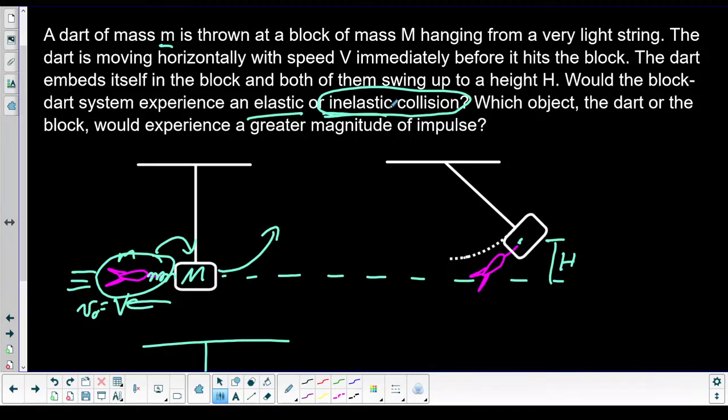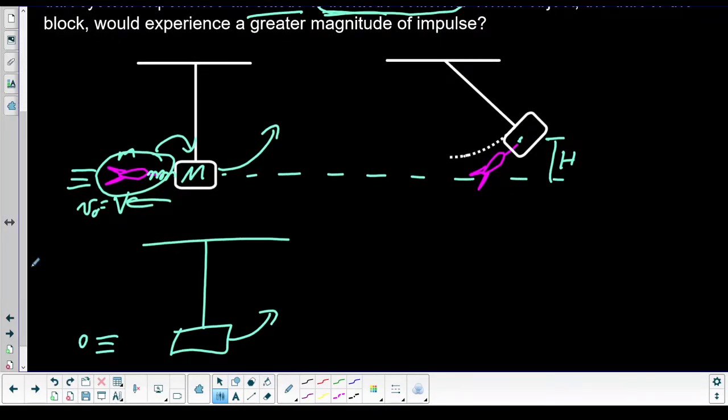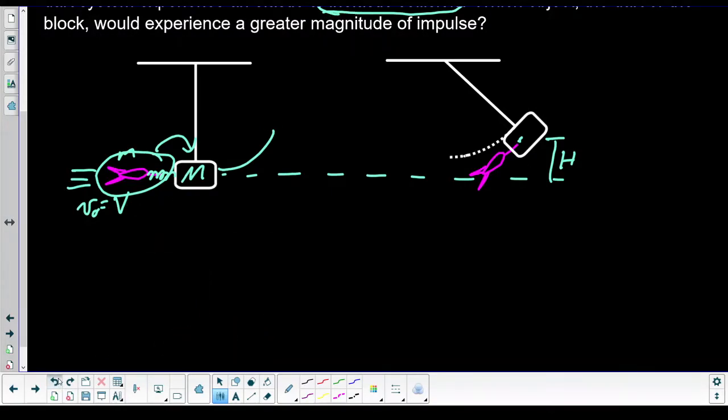Okay. Which object, the dart or the block, would experience a greater magnitude of impulse? Okay, so let's talk about impulse. Impulse is our change in momentum. So let's investigate the changes in momentum here. This dart has some momentum coming in. Let's look at our initial and final momentum, shall we? So we're going to look at right before the dart hits and then right after the dart hits. So let's reset this back to starting. Let's get rid of some of this doodling that I've got here.